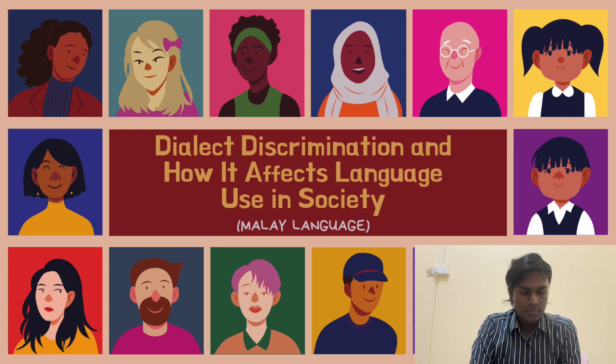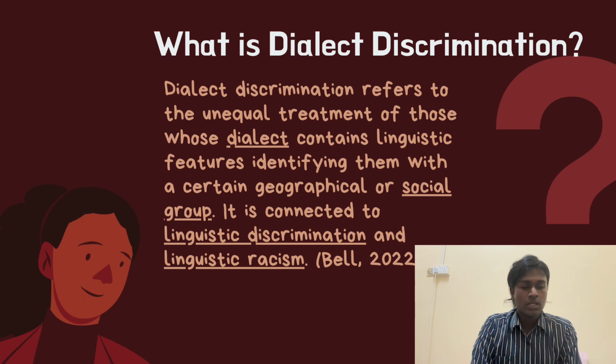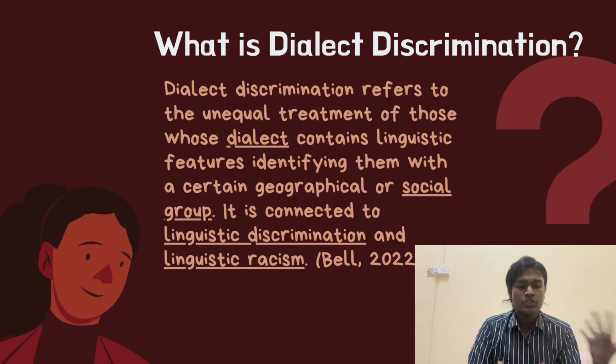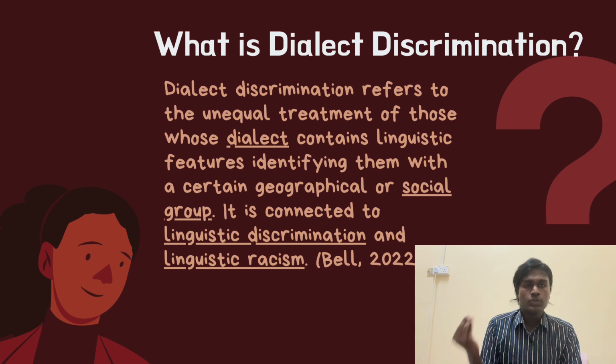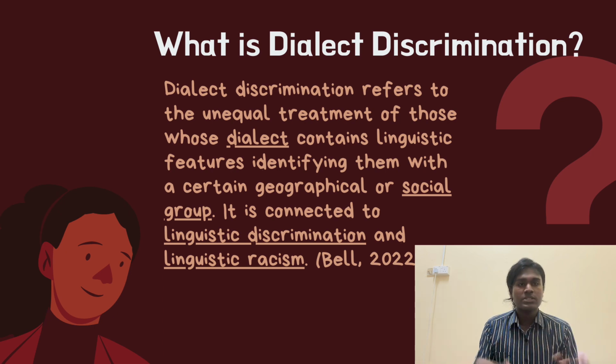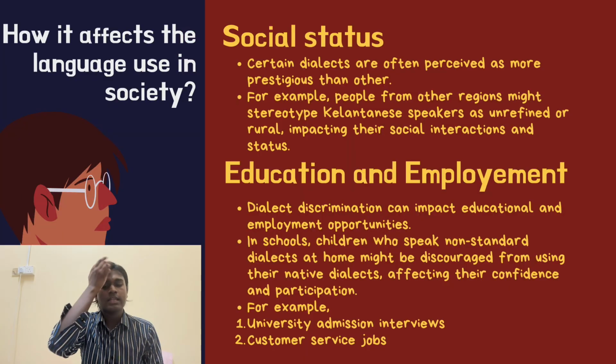Today I'm going to make a presentation about dialect discrimination and how it affects language use in society, and particularly about the Malay language. So what is dialect discrimination? Bell basically says dialect discrimination refers to the unequal treatment of those whose dialect contains linguistic features identifying them with a certain geographical or social group. It is connected with linguistic discrimination and linguistic racism. It basically means a prejudice against the way certain people speak based on their geographical and social context. So how does it affect language use in society?